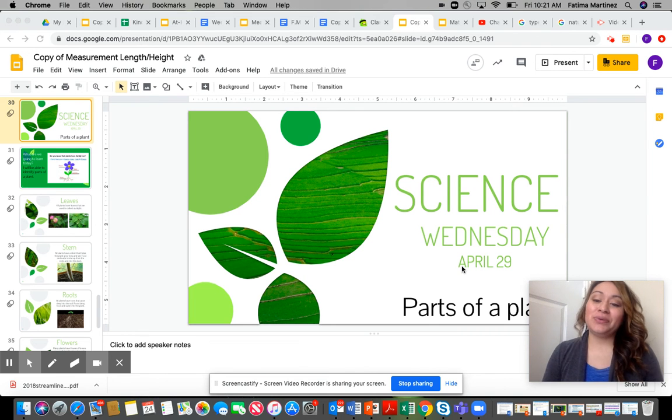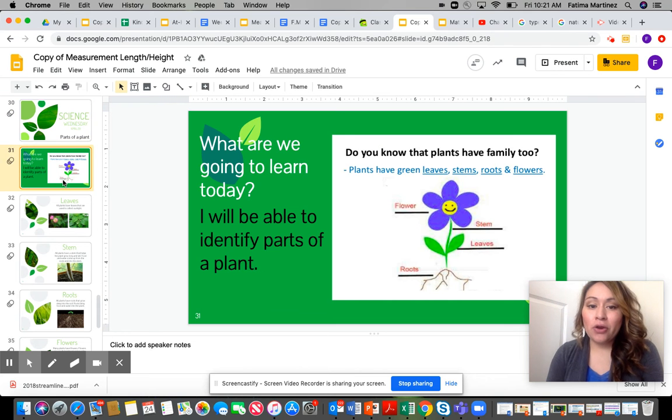Yay, we're doing science. So in science this week, we will be learning about parts of a plant. We're going to be looking at parts of a plant. How exciting. All right, let's go to our LO. So again, like I told you, today I will be able to identify parts of a plant. So you're going to be able to tell me what these parts of a plant are called.